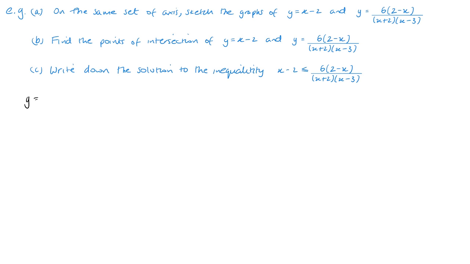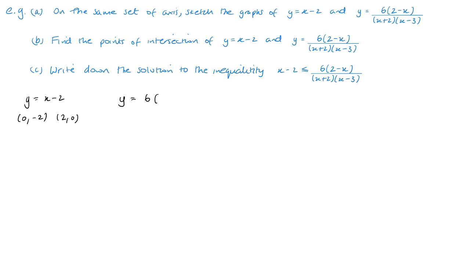So y equals x minus 2 is going to cross the y-axis at 0, minus 2, and then it's going to cross the x-axis at 2, 0. So just putting in x equals 0 and putting in y equals 0, and that will give me the coordinates there. Now let's move on to the next one.